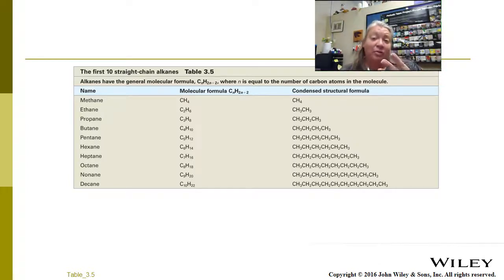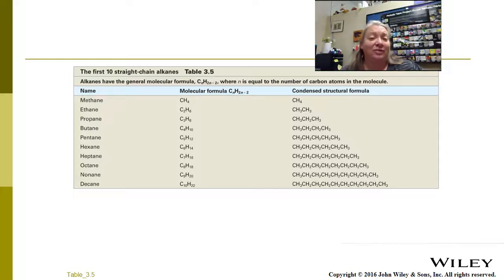Prop means 3, so propane, when you grill your steaks or your hamburgers, you use propane gas. That means that the molecule has 3 carbons that are attached to one another. Butane, so your cigarette lighters, has 4. Pentane, 5. Hexane, heptane, octane, nonane, and decane. We're only going to go to 10.